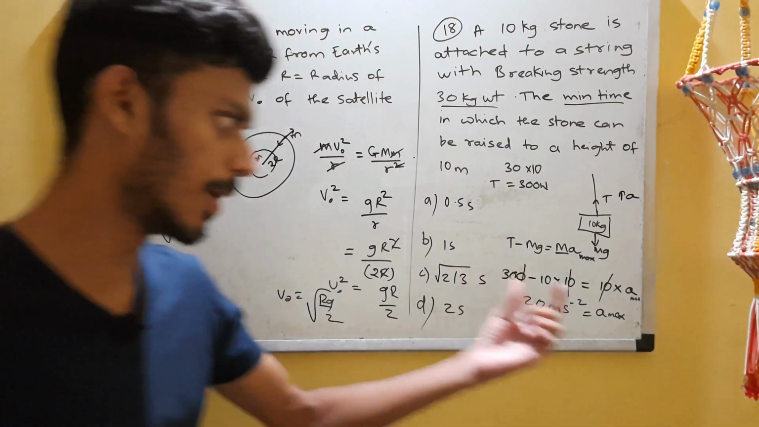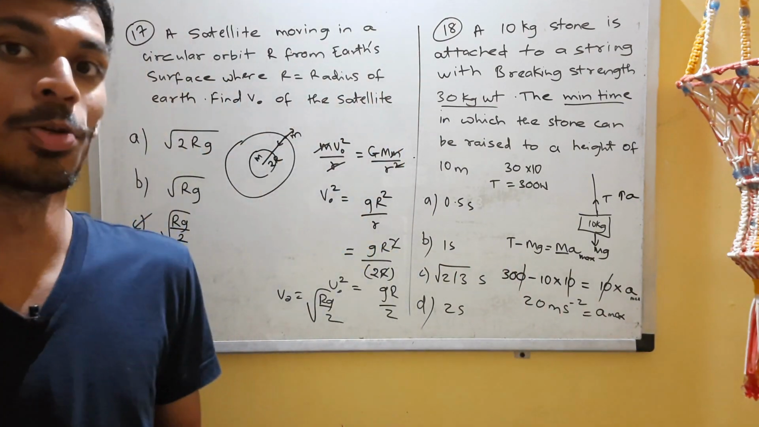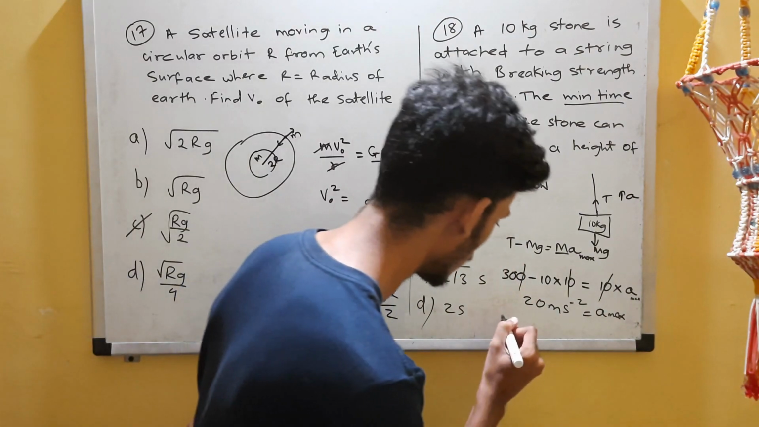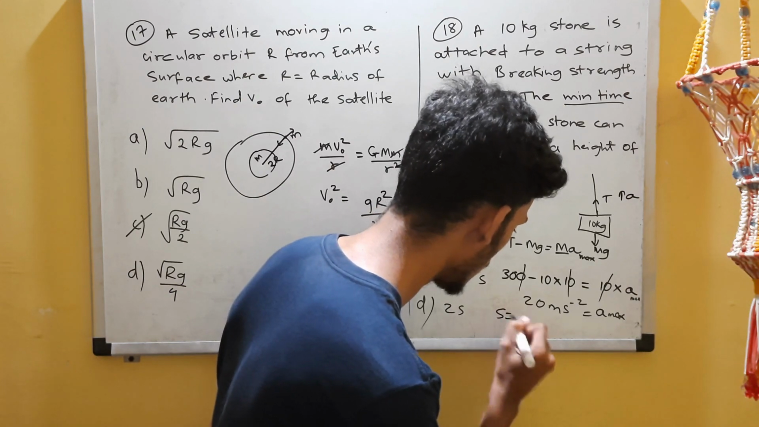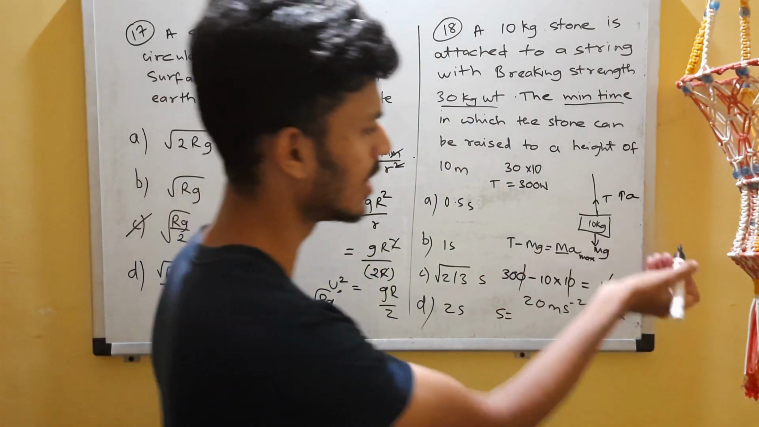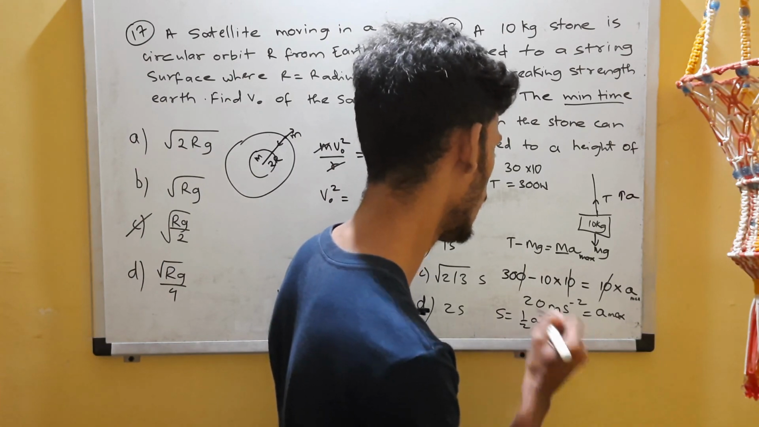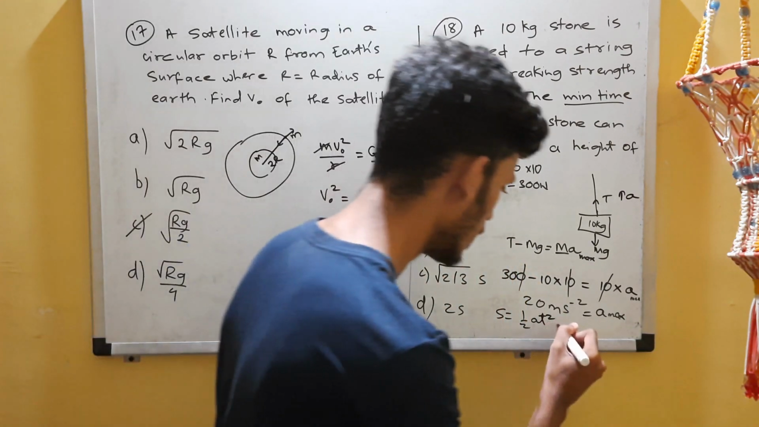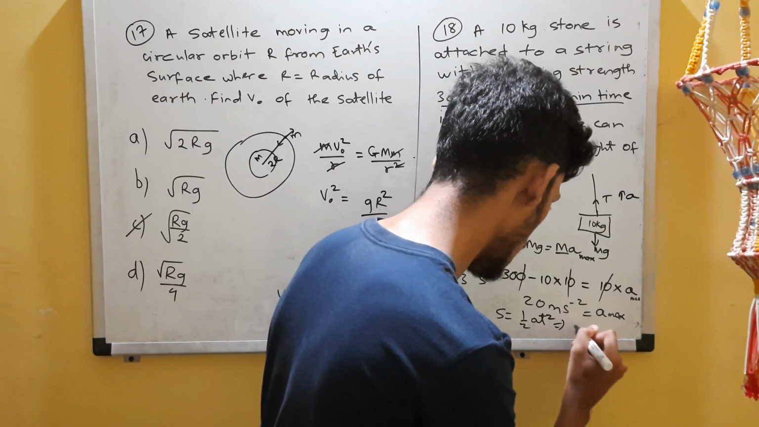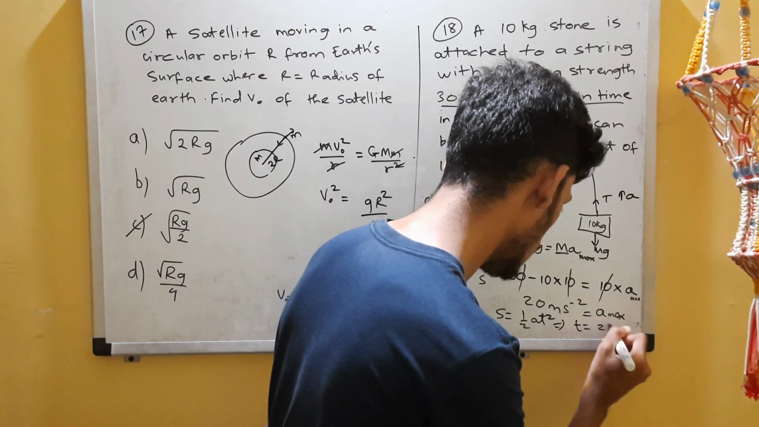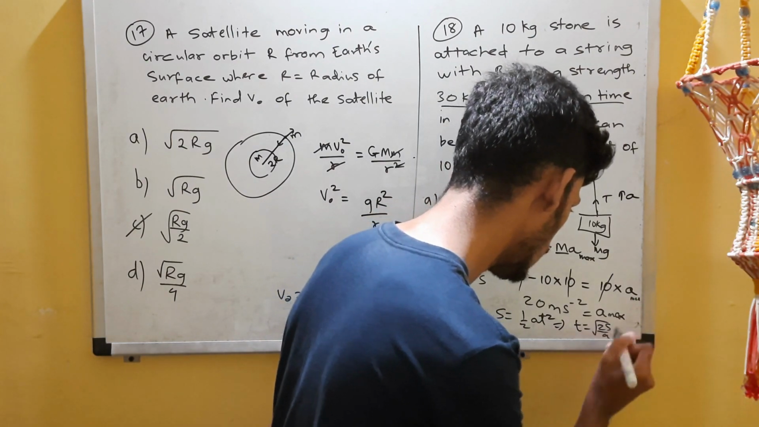Okay, yeah, that is the maximum acceleration, so that will give you the minimum time, of course. So you can find it using s = ut + ½at². Initially the stone was at rest, so u is 0. So t is basically under root 2s by a.